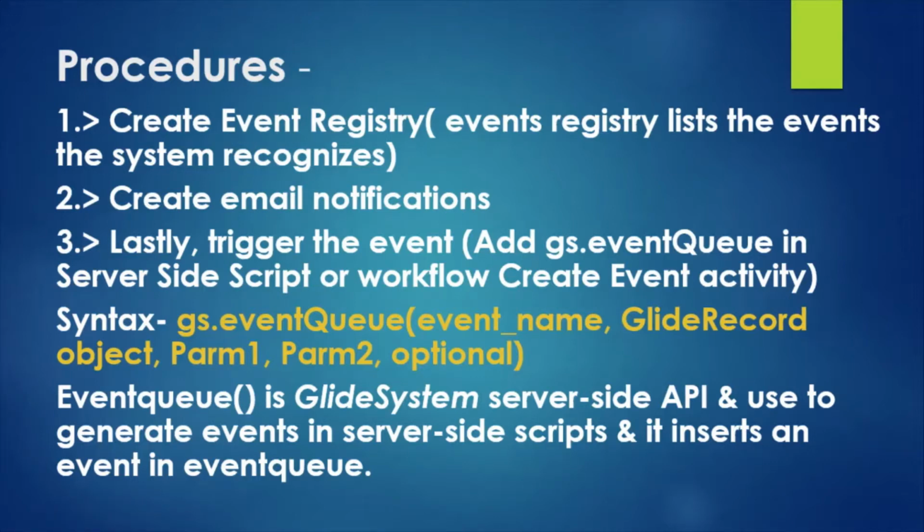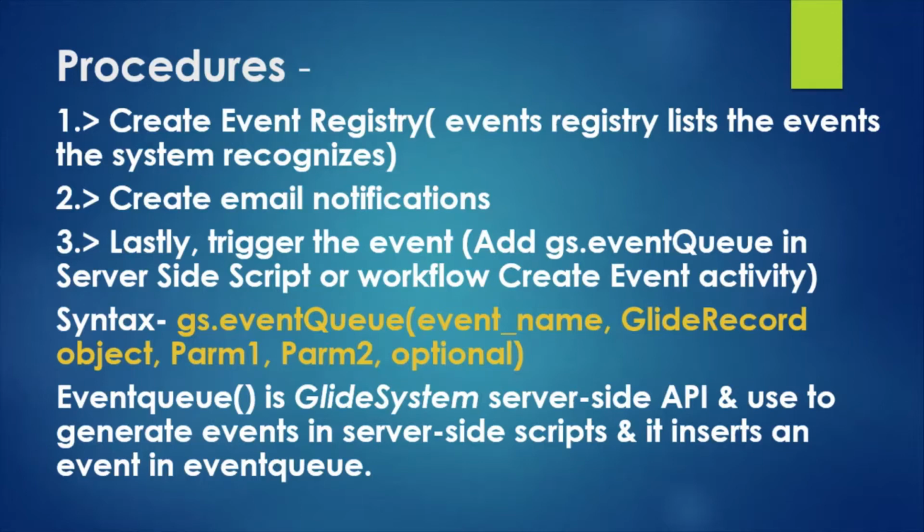Okay guys, so let's try to understand the procedure to send a notification through an event. First, you need to create an event registry. In the event registry you have to register your event. ServiceNow has a lot of events, right? So how will ServiceNow recognize the specific event that you want? For that you have to register your event, and after that you have to create an email notification as per your requirement, like what you want to send and to whom you want to send. All this configuration you have to do in the email notification, and then you have to trigger that event.